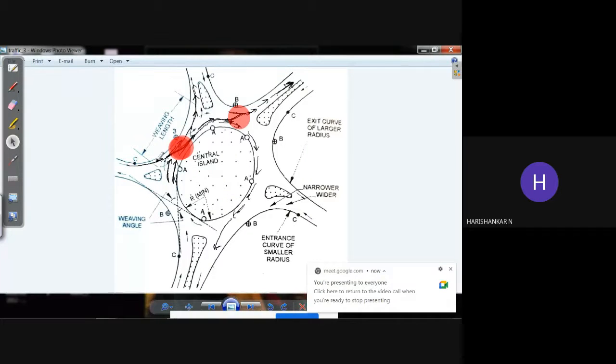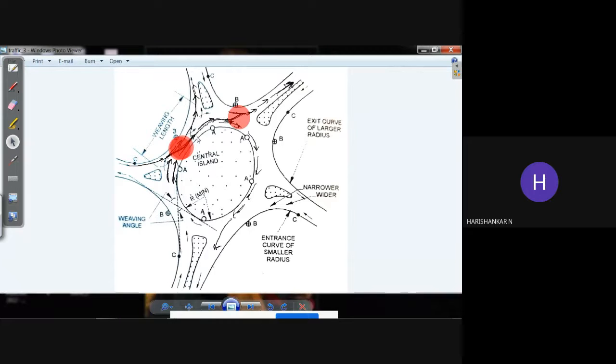Here in the left direction the vehicle is moving like this, and if it wants to go like this, then it can go. Otherwise, if it wants to go in this direction, then it will take a weaving action at this point and enter into the inner circle, and once it reaches its exit point, it will take another weaving action and reach the outer lane. From that outer lane it can go like this.